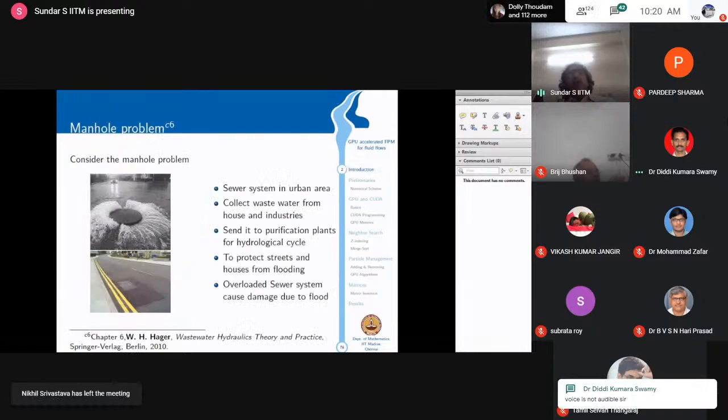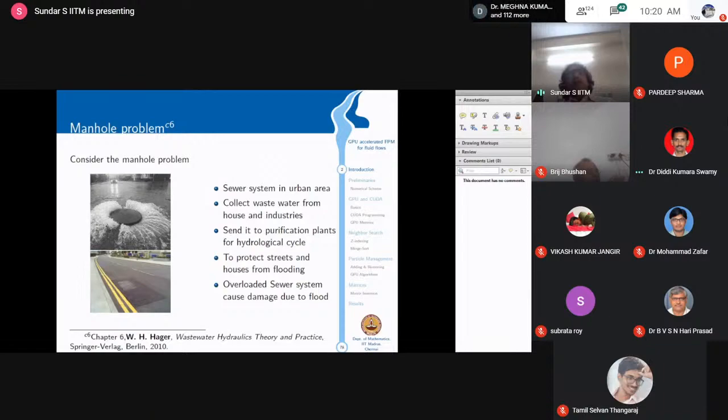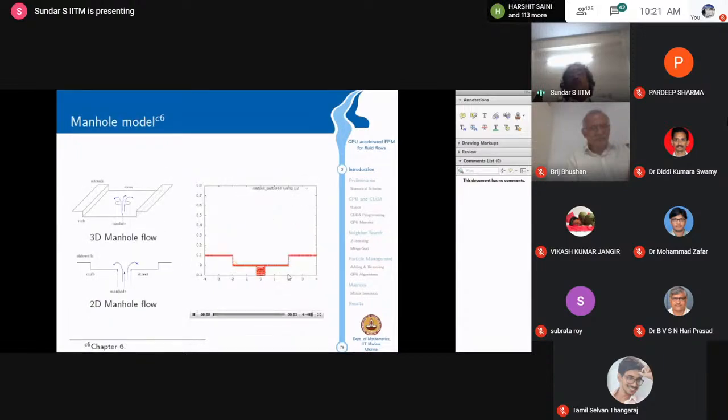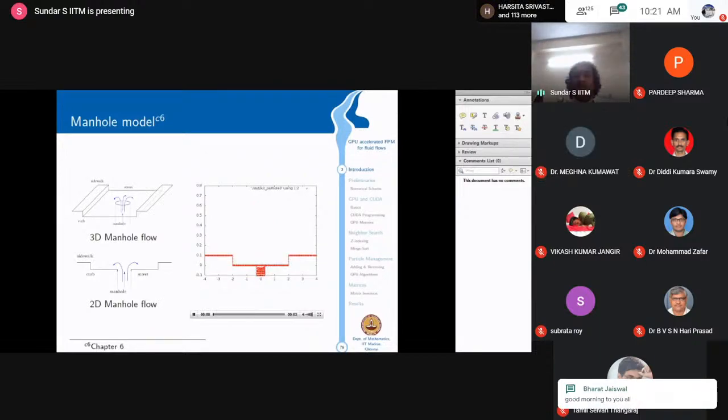One of the first problems which we handle is the manhole problem. Consider the sewage system in an urban area, which collects wastewater from houses and industries. It protects streets and houses from flooding. So the company wanted to know, if there is a flood, within how much time, or what are basically the flood simulations?